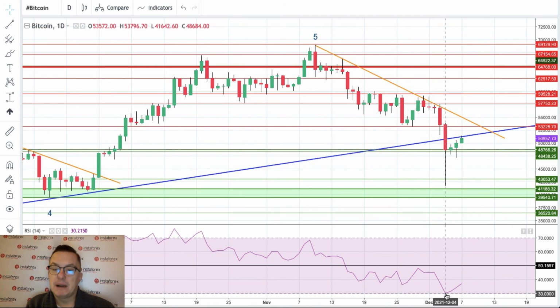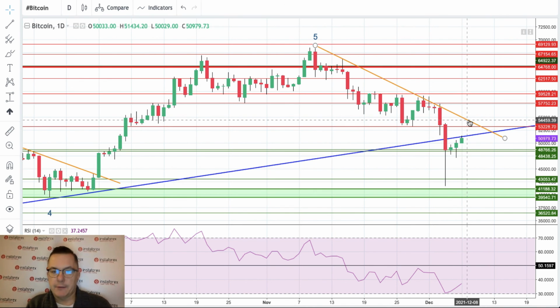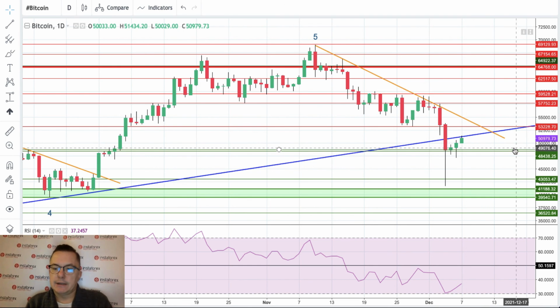So far, bears are in charge of Bitcoin, but bulls are trying step by step after the giant sell-off during the weekend. They are trying to bounce a little bit higher towards the short-term trend line, and of course the technical resistance at 53,228, and if they do, there are chances for another wave to the upside.